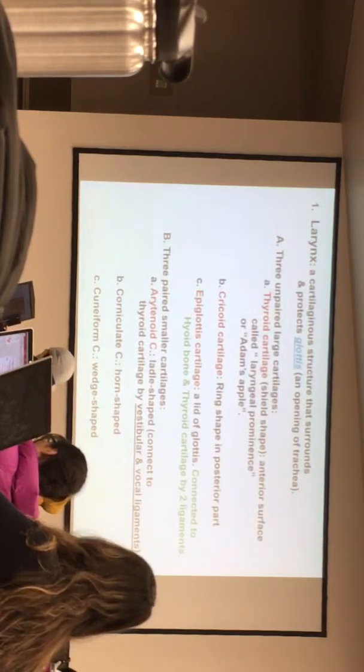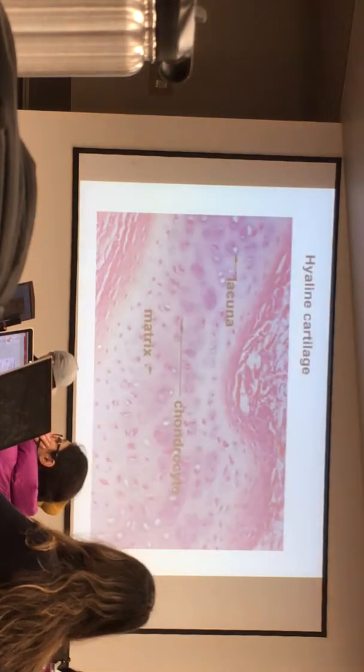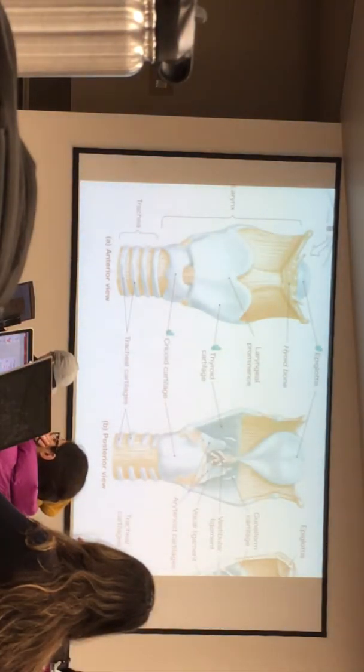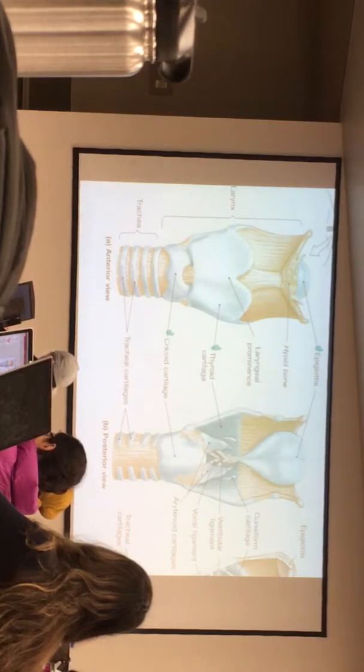Of them, they had 2 ligaments, vestibular ligament and vocal ligament. Corniculate and the cuneiform is a small one. So I have to go back to the slide and show you. Here from the posterior side, on the top of cricoid, and that's the pair here, that's arytenoid cartilage. On the top of arytenoid is corniculate, and on the lateral side is cuneiform.